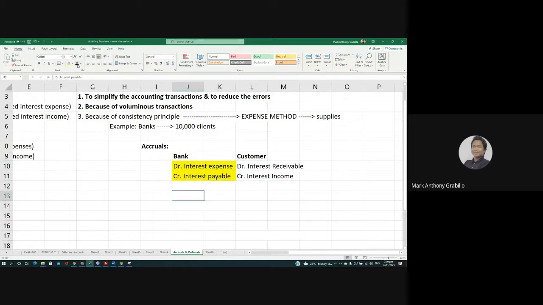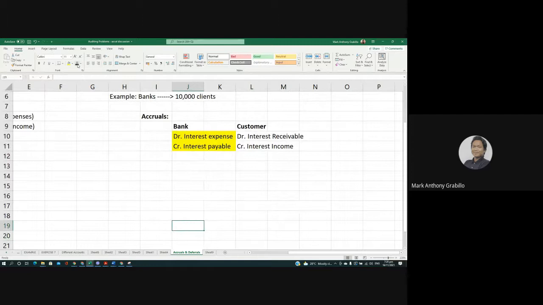The following year, anong mangyayari? Magre-record ka ng adjustment, accrual. Diba? So, paano ka magre-record ng accrual class? Debit, pag nabayaran ka na, kapag nabayaran na ng bank si customer, what will be your entry? Ikaw yung accountant ng bank. Ito yung adjusting entry mo, debit, interest expense, credit, interest payable.